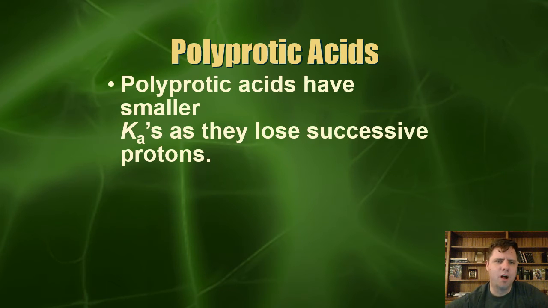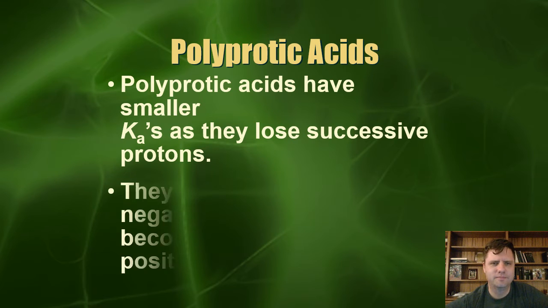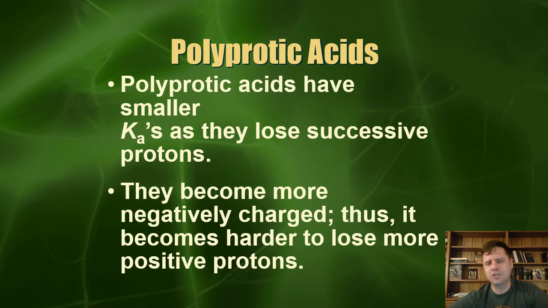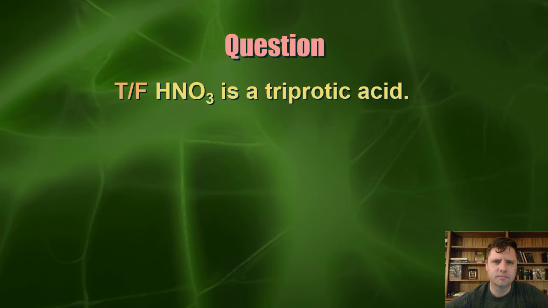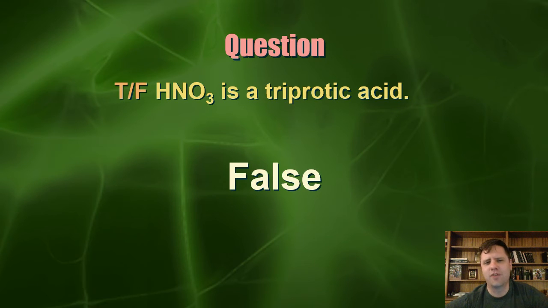Polyprotic acids have smaller Kas as they lose successive protons. They become more negatively charged, so it becomes harder to lose more positive protons. True or false? HNO3 is a triprotic acid. This question is trying to throw you off because you see that NO3 and that 3 is right there, but note that it's not attached to the hydrogen, so that's false. This is just a monoprotic acid. It just has one hydrogen ion to give.